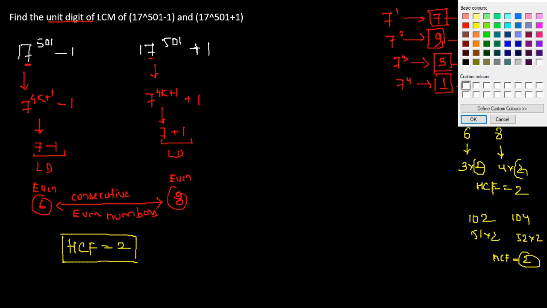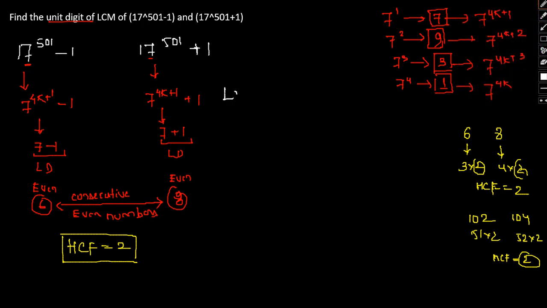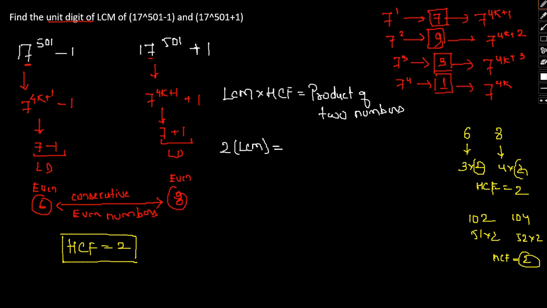Now let us focus on the question. Now we know LCM into HCF can be written as the product of two numbers. So we know HCF is 2 and I am denoting LCM. It can be written as 17^501 minus 1, 17^501 plus 1. Now notice this form. This is a to the power n minus b to the power n and a to the power n plus b to the power n.